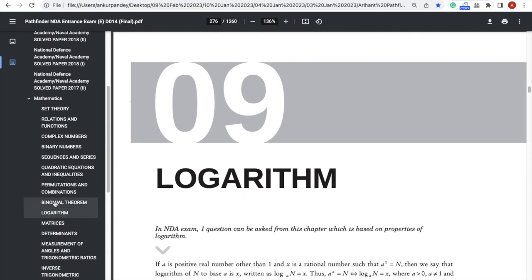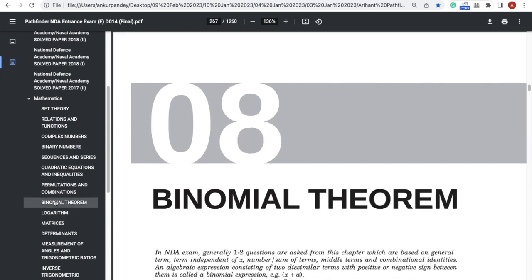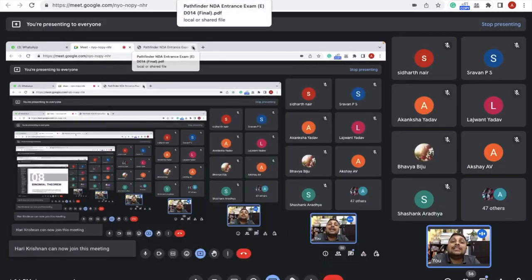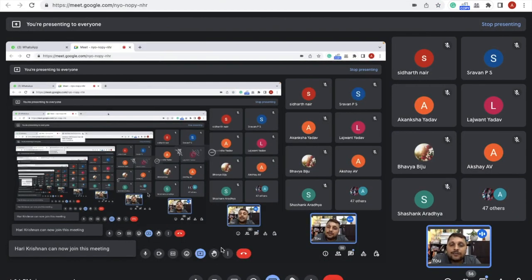Like the next chapter I want to take up is binomial theorem. Sure? But before going into binomial theorem, I want to discuss a topic of GAT, General Ability Test. Are we set for it?